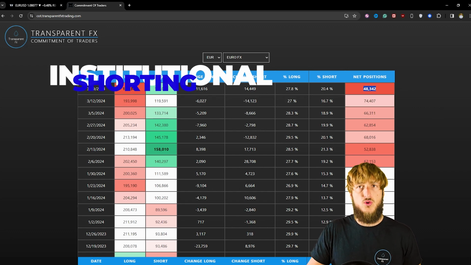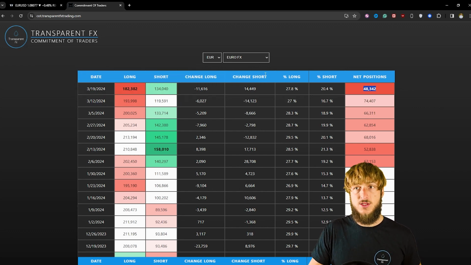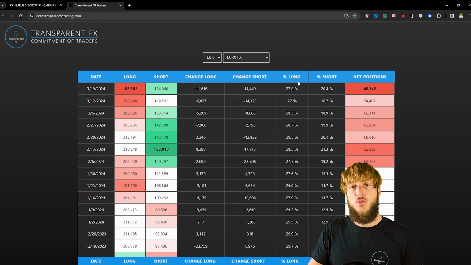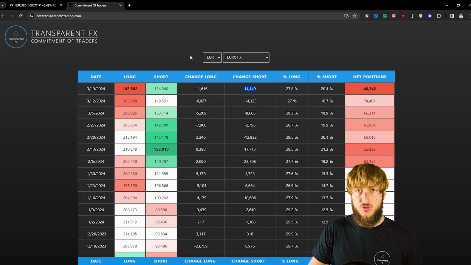And since all currencies on the spot are traded against the USD, if institutions are decreasing their net positions on the euro, they're actually decreasing their net positions on the EURUSD. So essentially, they are shorting EURUSD. In fact, we can notice how with the last report, institutions have added 14,400 shorts on EURUSD and closed 11,600 longs. So clearly, institutions are expecting a bit more bearish continuation.